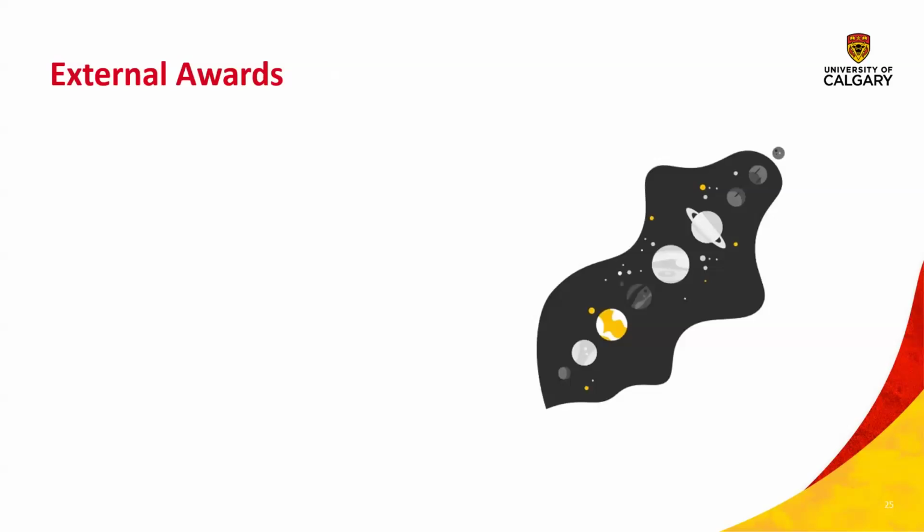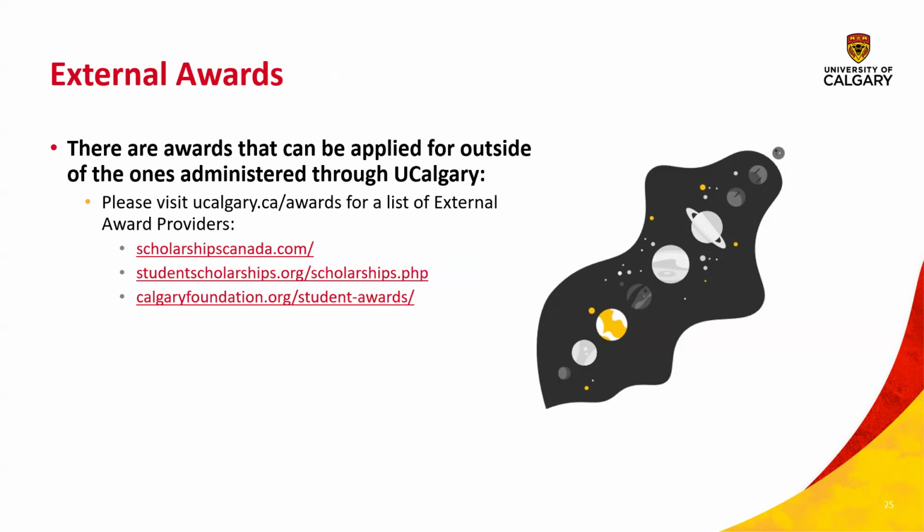Now, we have chatted mostly about awards, scholarships, and bursaries offered through the University of Calgary, but there are also awards that you can apply for outside of the institution. External awards can be quite broad. These awards can be offered through unions, employers, volunteers, or community associations, and more. We have included a few links here to some online scholarship banks, but please take a look at our awards webpage for a full list of external stakeholders that you may be able to receive additional funding through.